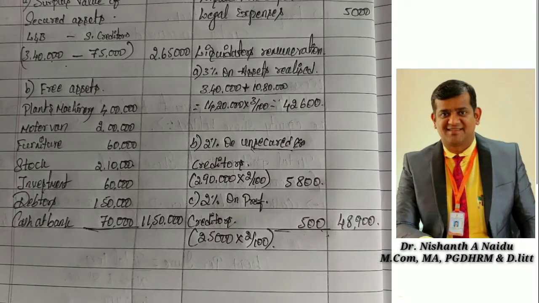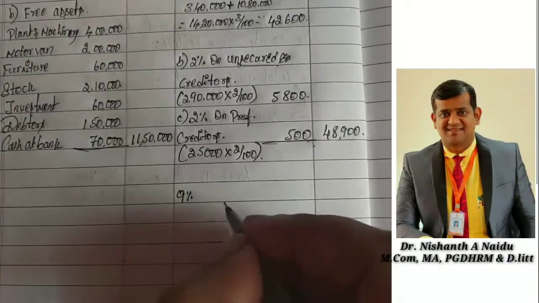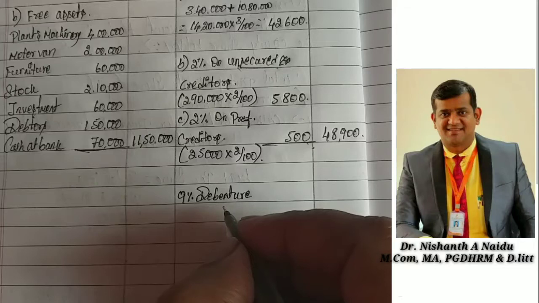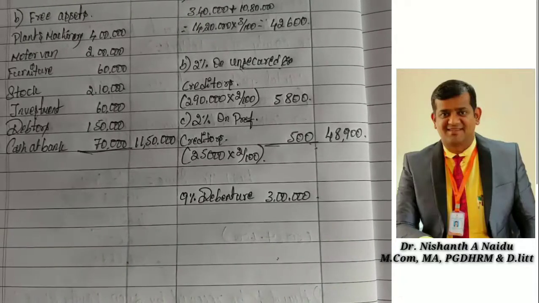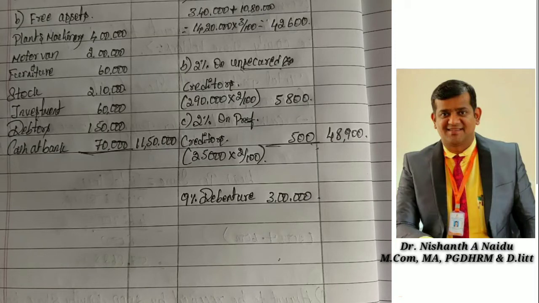So next, what are we supposed to do? Yes, we are supposed to settle debenture holders, correct? So next is 9% debenture. So what is the value of debenture? 3 lakh rupees, correct? 3 lakh. Okay. So now, is there any outstanding interest? No. In the adjustment, there is no such, but there is a gap between the date of liquidation and the date of payment made. See, liquidation took place on 31st/3/2007, and at the last line they said, assume that payment was made on 30th/6/2007.